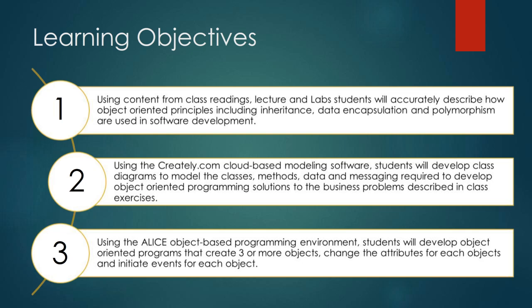The course has 3 principal learning objectives. They are stated as follows. Using content from class readings, lecture, and labs, students will accurately describe how object-oriented principles, including inheritance, data encapsulation, and polymorphism, are used in software development.